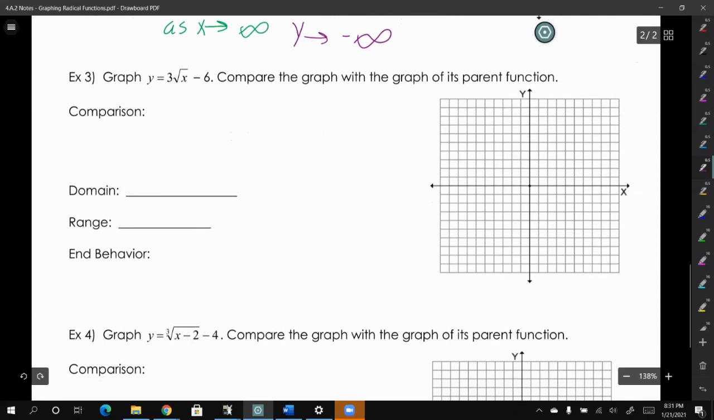Example number 3. All right, let's do our comparison, our RST. I notice that this is a square root function. So there is no reflection because we don't have a negative number in front. There's no negative sign. It's just a positive 3. Shrink or stretch. We have a stretch by 3.